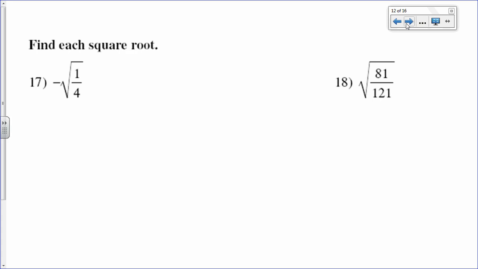Find each square root. Treat fractions just as if we had a square root of 1 in the numerator over the square root of 4 in the denominator. Notice the negative sign is out in front of the square root sign. The negative is just going to float along with your answer.